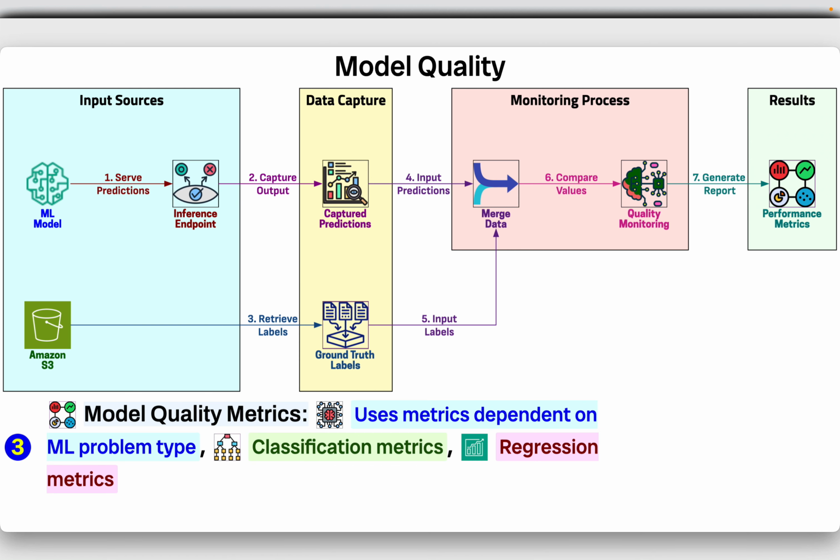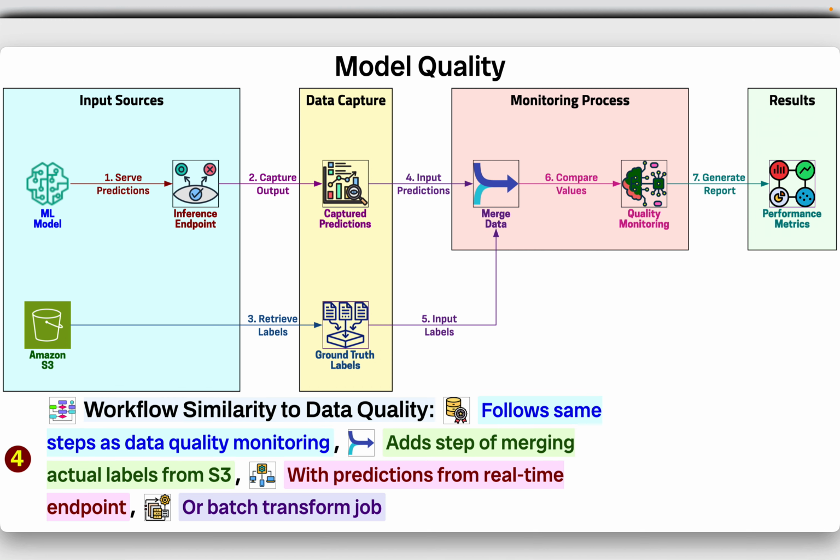To accurately measure model quality, the model monitor utilizes specific metrics that are determined by the specific type of machine learning problem. The model quality monitoring workflow follows the same procedures as data quality monitoring, but includes the distinct additional step of merging actual labels from Amazon S3 with predictions captured from real-time inference endpoints or batch transform jobs.